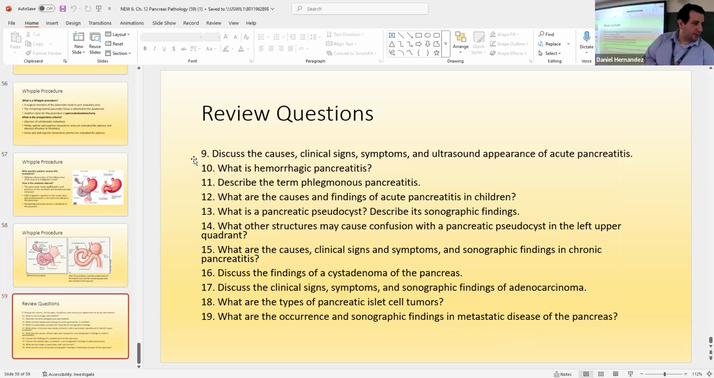All right, so going over some review questions. In terms of pancreatitis, the main causes are gallstones and alcohol abuse, your two main causes. Clinical signs: these patients present with intense epigastric pain, nausea, vomiting, and might have fever. We look for elevated amylase and elevated lipase.